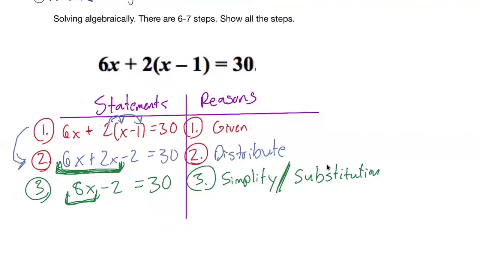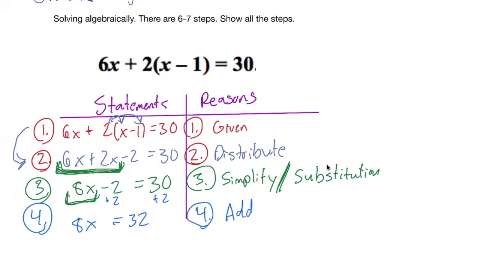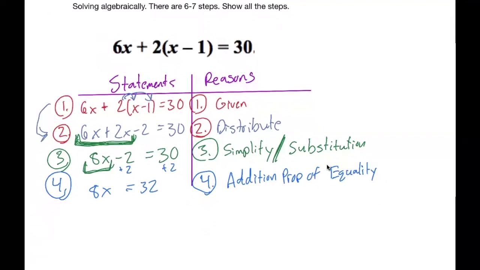Okay, step 4. Step 4, my next step, I need to add that 2 to the other side. So my new equation is 8x equals 32. And this is what we call our addition property of equality. But instead of writing that whole thing out, you can literally just say addition prop, add prop for short, okay?